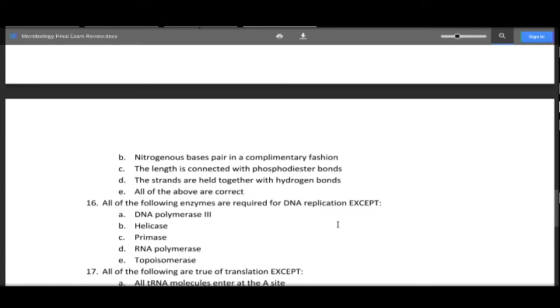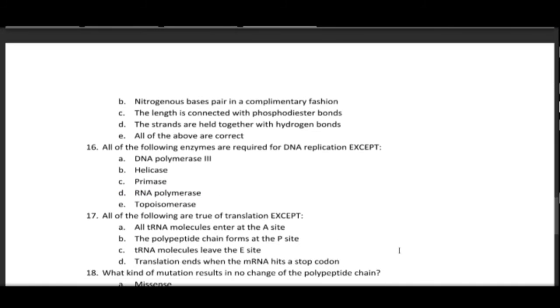So 16, the exception is RNA polymerase. That's used for transcription, not DNA replication. Okay.